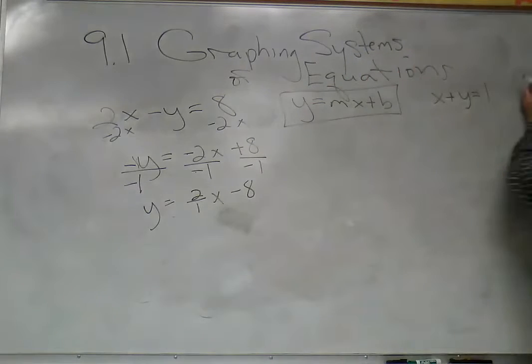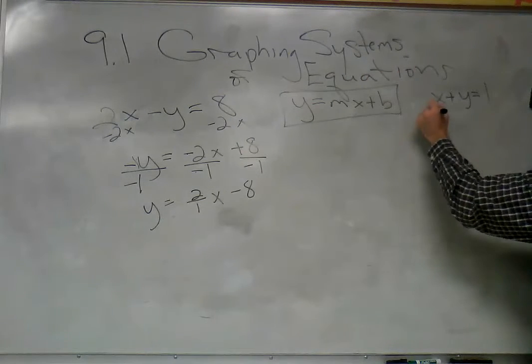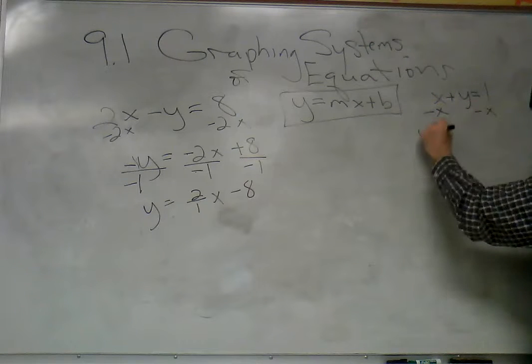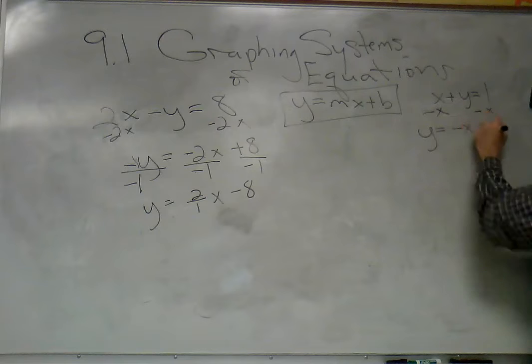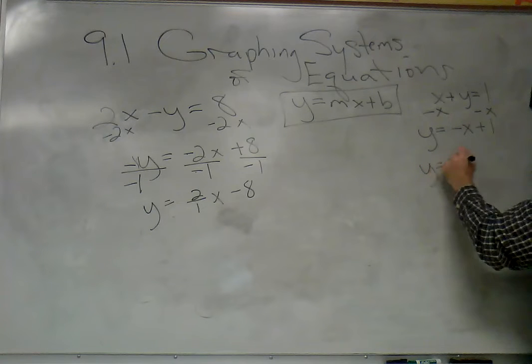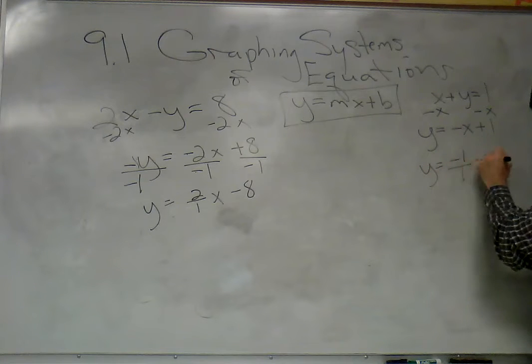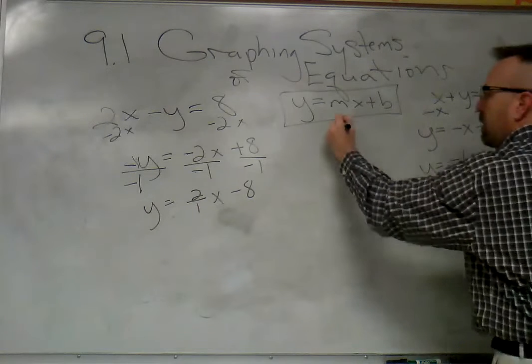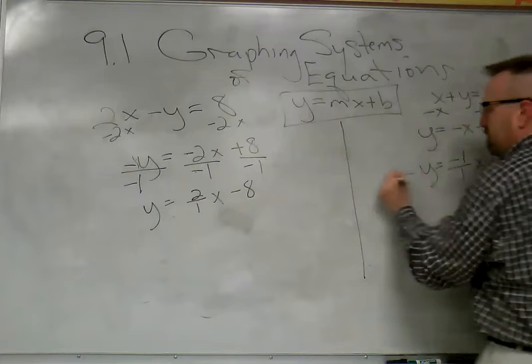Okay, let's do this one as well. This one's nice and much easier. So we want to move x across, subtract x, y equals negative x plus 1. We should then write it as negative 1 over 1. So we have a rise over run. Now you're going to put both of them on the same graph.